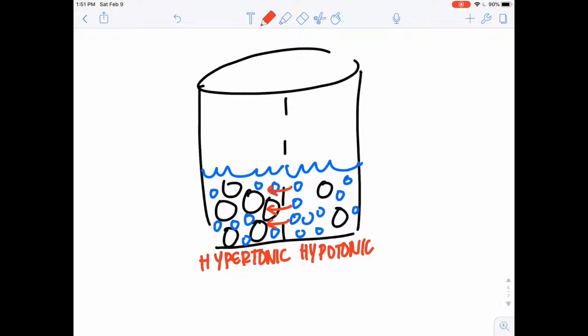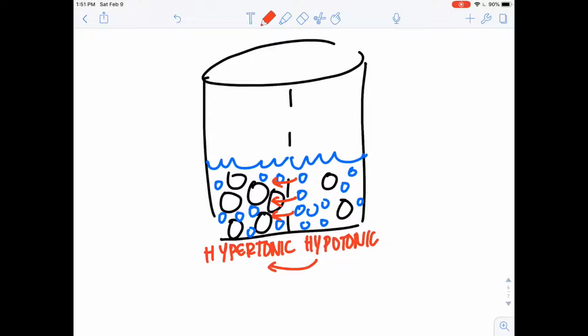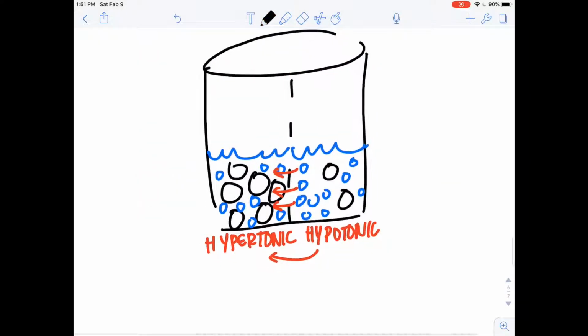And like I said before, the water molecules are always going to move from a hypotonic solution to a hypertonic solution. And so the ratio of solute molecules to water molecules in the hypertonic solution is going to be greater than the ratio of solute particles to water molecules in the hypotonic solution.